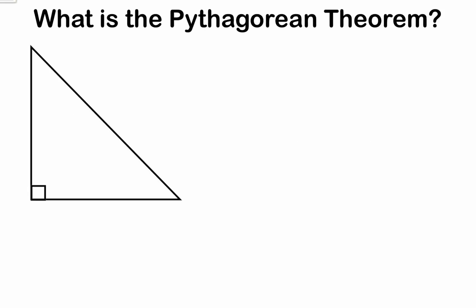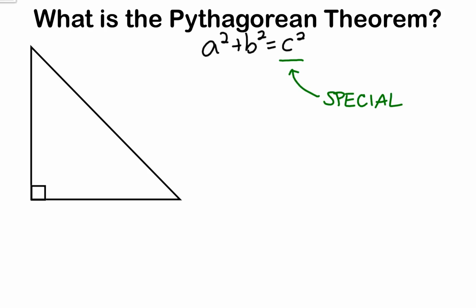So what is that Pythagorean theorem? The Pythagorean theorem is a squared plus b squared equals c squared. And we have a special part of it, c. It gets to be all by itself because it's special. Why is it special? It's the only side in the right triangle that does not touch the right angle. It's across from it. We call it the hypotenuse.